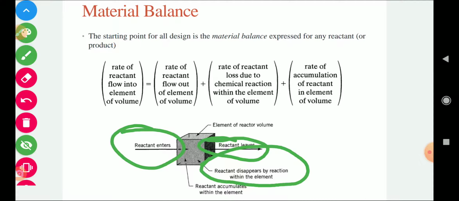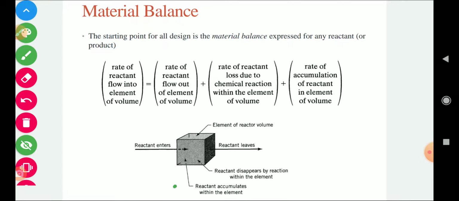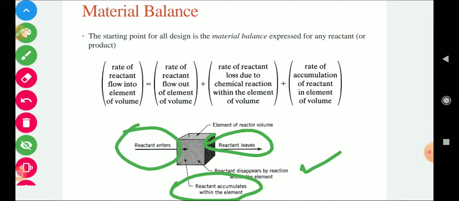We are applying this material balance on the reactant, but if we apply it on the product, in that case we have product appearance by reaction within the control volume. But in case of reactant, the reactants are consumed in the reaction, so this is reactant disappearance by chemical reaction. And the third one is the rate of accumulation within the control volume. So the total amount of material in will be equal to the total amount of material out plus the rate of disappearance plus the rate of accumulation in the control volume.